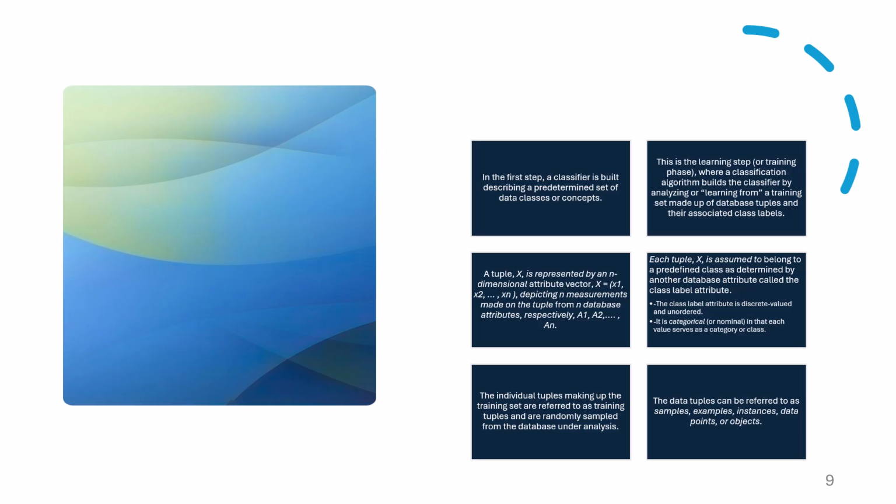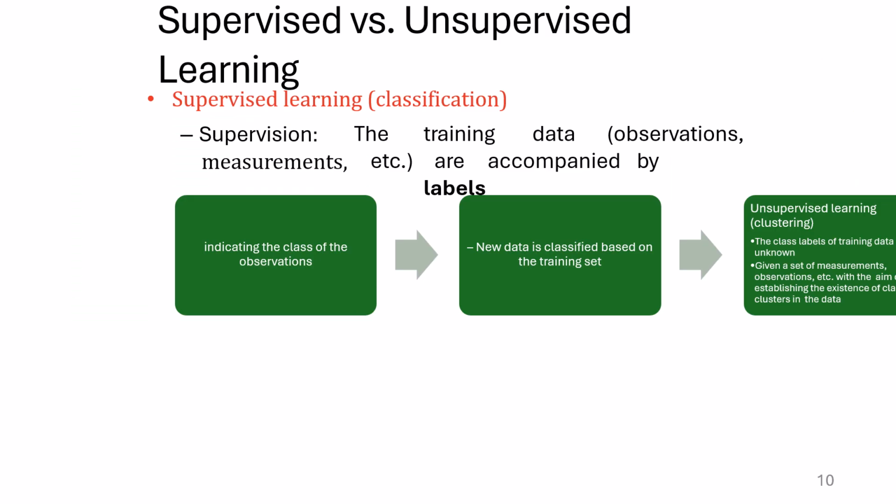The accuracy of a classifier on a given test set is the percentage of test tuples that are correctly classified by the classifier. The associated class label of each test tuple is compared with the learned classifier's class prediction for that tuple. There are several methods for estimating classifier accuracy. If the accuracy of the classifier is considered acceptable, the classifier can be used to classify future data tuples for which the class label is not known.